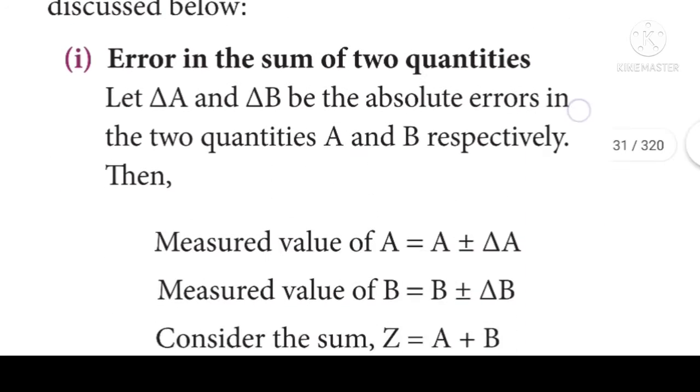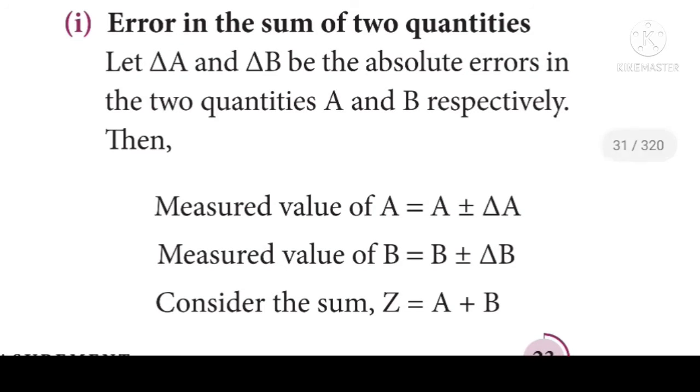First, error in the sum of two quantities. Let del A and del B be the absolute errors in the two quantities A and B respectively. Then we can write the measured value of A as A plus or minus del A and the measured value of B as B plus or minus del B.